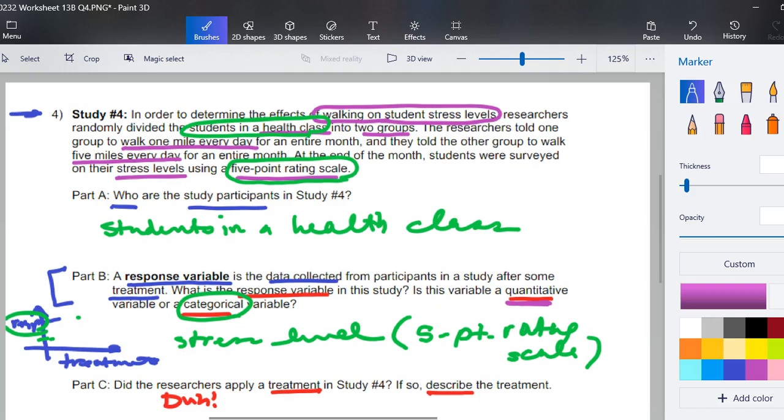And then, did the researchers apply a treatment? And you're like, why, yes, they did. And one group was to walk 1 mile a day for a month, and the other group was to walk 5 miles a day. There are two different groups. We'll leave it at that and move on to question 5.